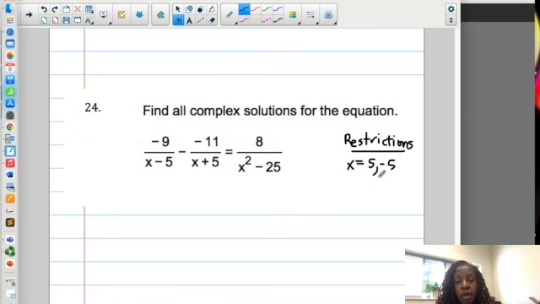So if we solve this problem and we get a 5 or a negative 5, or that's all we get, then we have no solution. So it's important to know what's restricted from our domain. After we do that, we need to find the least common denominator.